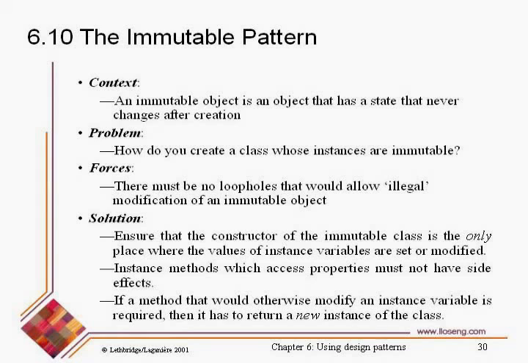Okay, so it's an object whose state never changes after creation. That's what we want. The problem is how to actually create such a class. We know the concept of immutable. The problem in this pattern is how to implement it so that we can't actually have state that changes after creation. And we want to avoid loopholes. A loophole would be a way you could get around the immutability and somehow allow changes to be made from outside the class.